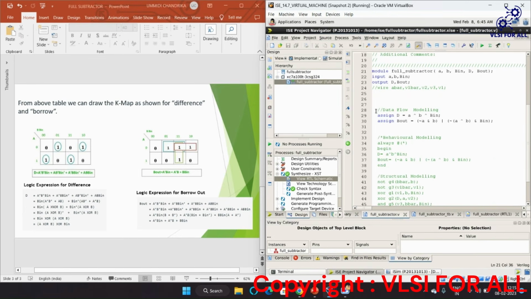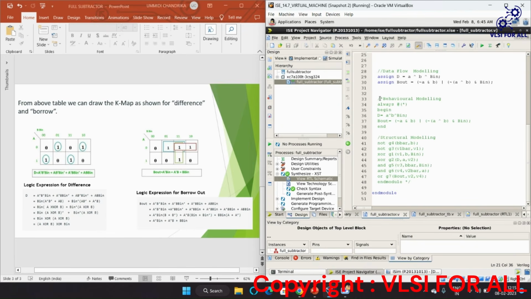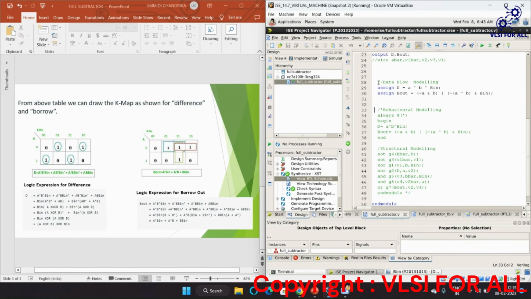So as I am using data flow, behavioral and structural modeling, I have written all the codes, but I have commented like that because we have to use any one of the modeling for the simulation. So in data flow modeling, see here, the assign statement is used. Why is the assign statement used? Because it is a concurrent assignment statement which is only to be used in data flow modeling.